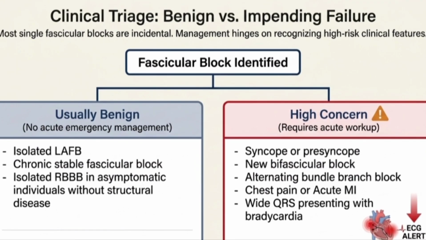So, benign versus impending failure. Fascicular block is usually benign with no emergency management in isolated LAFB, chronic stable fascicular block, and isolated right bundle branch block in asymptomatic individuals without structural disease. High concern requiring acute workup: syncope or presyncope, new bifascicular block, alternating bundle branch block, chest pain or acute MI, and wide QRS presenting with bradycardia.